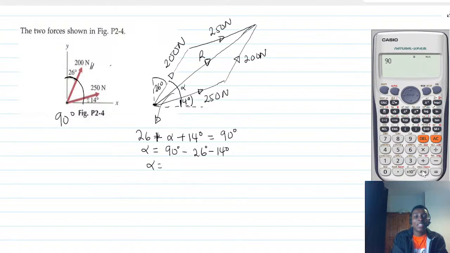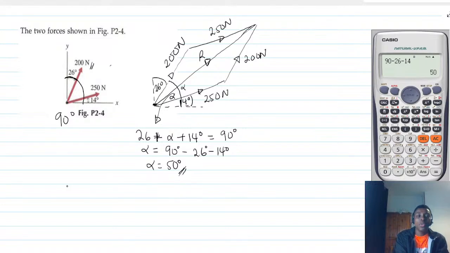So that's going to be 90 minus 26 minus 14, and that is what? 50 degrees. So what this means is that the angle between the two forces is 50. All right. So the alpha here that we want is 50. Now knowing that alpha is 50, what can we say?